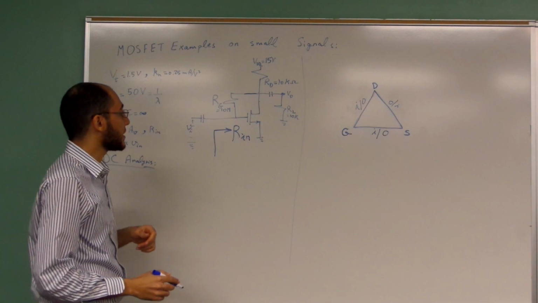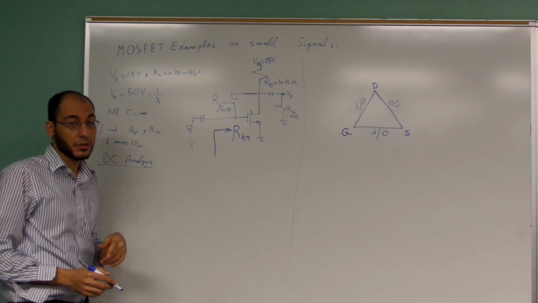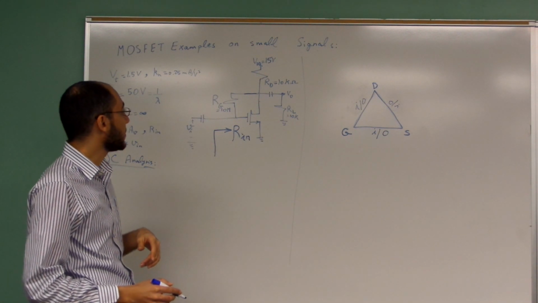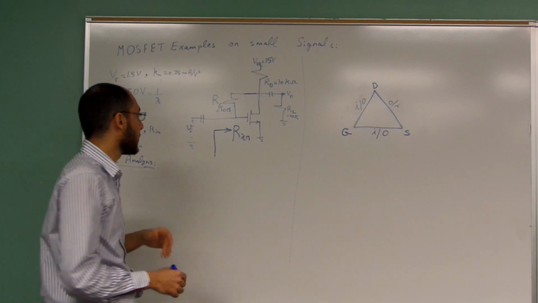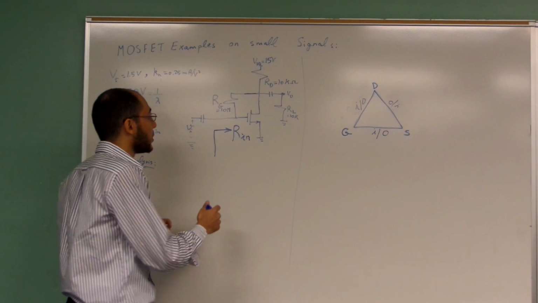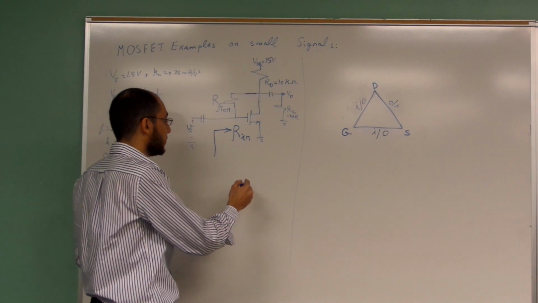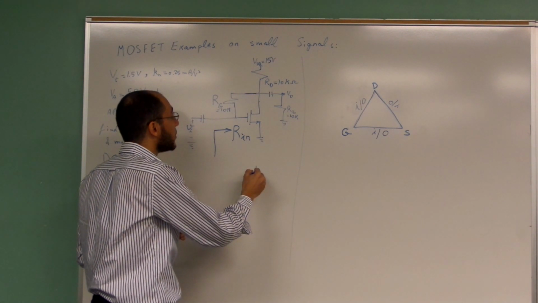Okay? In the DC analysis, you treat the capacitors as open circuits, and you neglect any AC signal. If you have any AC source, you neglect it. You short circuit it, basically. So let's draw the circuit.